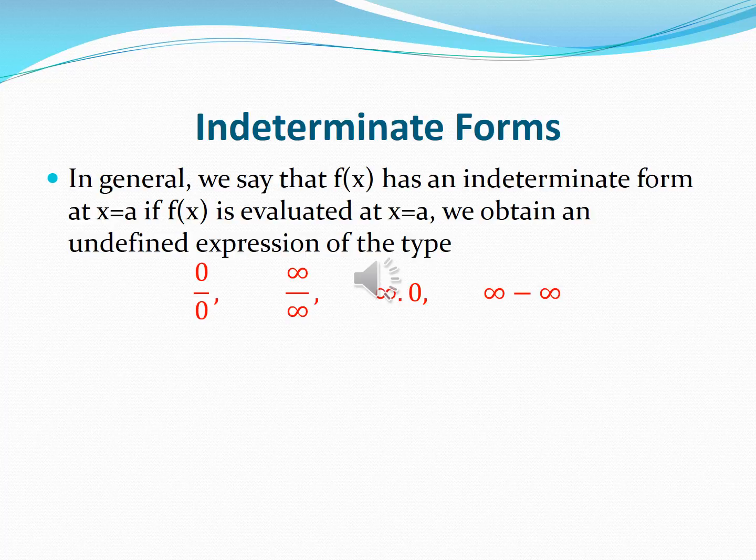Indeterminate forms. In general, we say that f(x) has an indeterminate form at x equal to a if, when f(x) is evaluated at x equal to a, we obtain an undefined expression of the type 0 over 0, infinity over infinity, infinity times 0, infinity minus infinity.